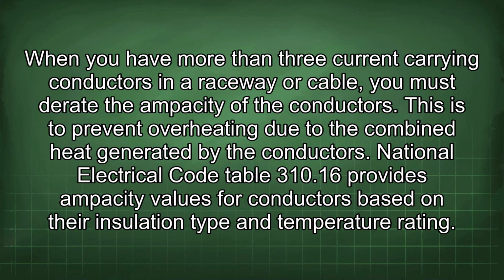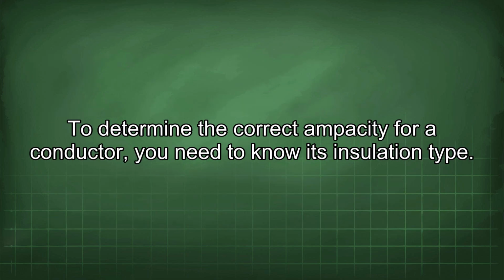When you have more than 3 current-carrying conductors in a raceway or cable, you must derate the ampacity of the conductors. This is to prevent overheating due to the combined heat generated by the conductors. National Electrical Code Table 310.16 provides ampacity values for conductors based on their insulation type and temperature rating. To determine the correct ampacity for a conductor, you need to know its insulation type.